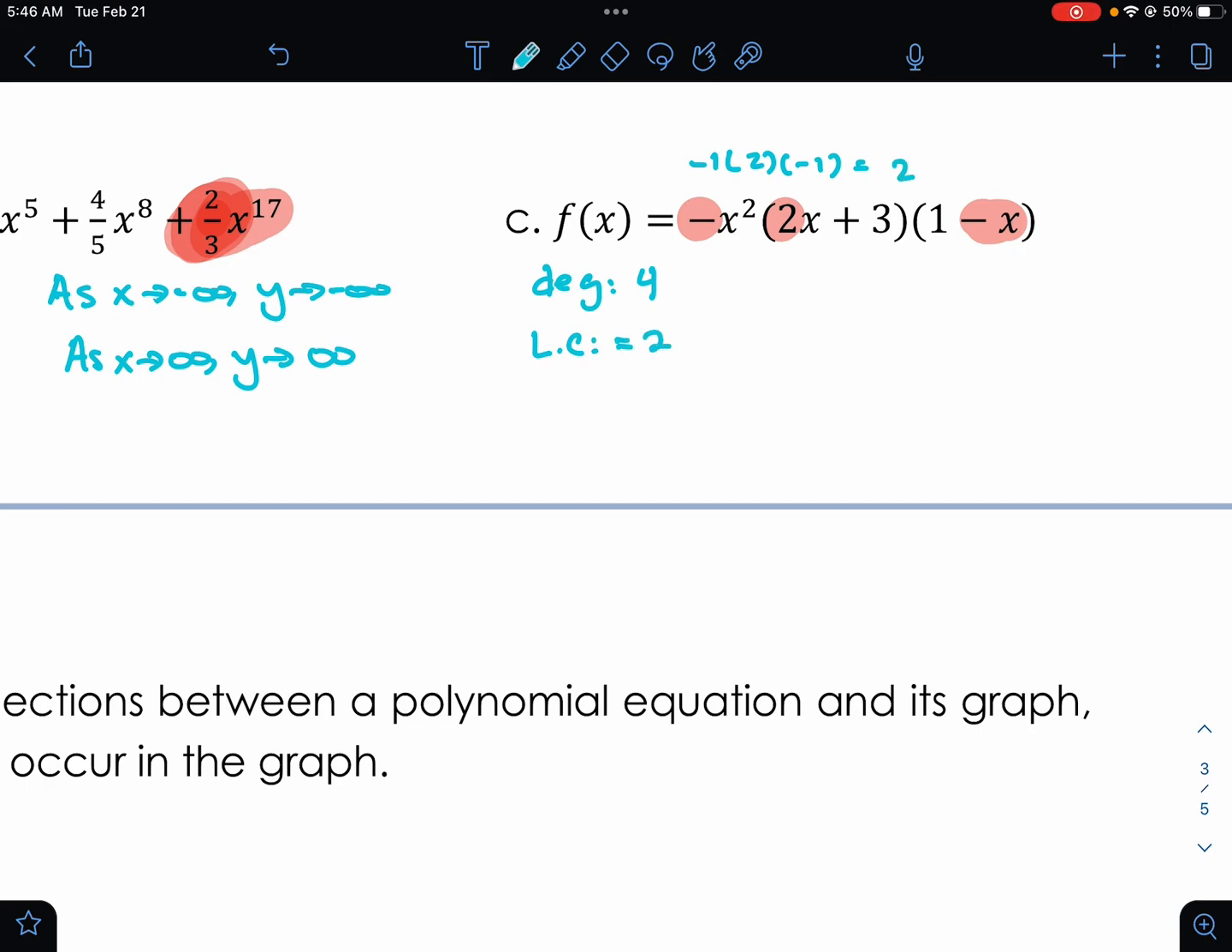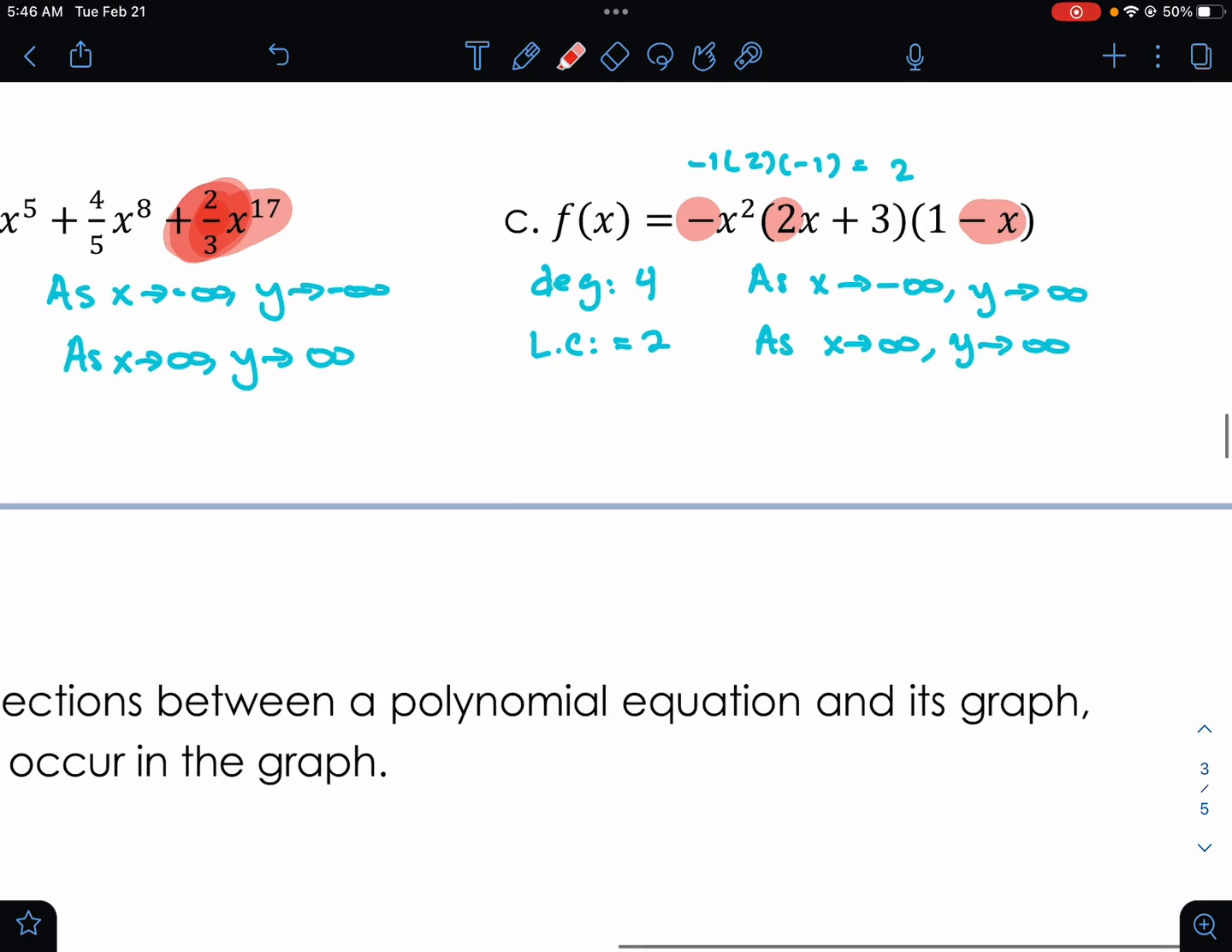And so again, since our leading coefficient is positive, we now know our right end behavior as x approaches positive infinity is also going to be positive. And because our degree is even, that means we know that the end behaviors are going to be the same. So as x approaches negative infinity, y approaches positive infinity.